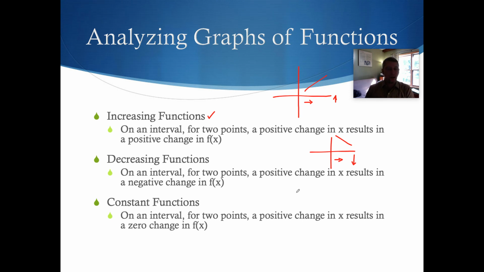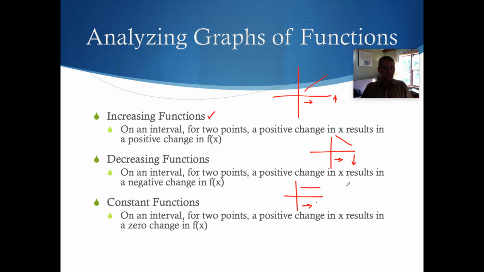And then finally, a constant function is one that on an interval for 2 points, a positive change in x results in no change, a zero change in y. And so that might look like this, all right? Simply a flat line, and that we would call a constant function.